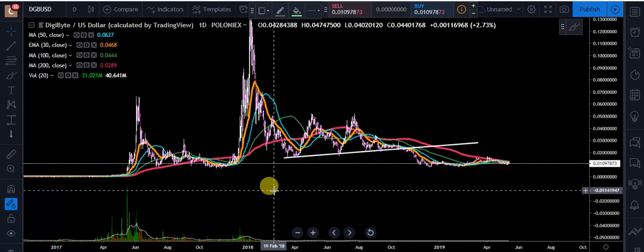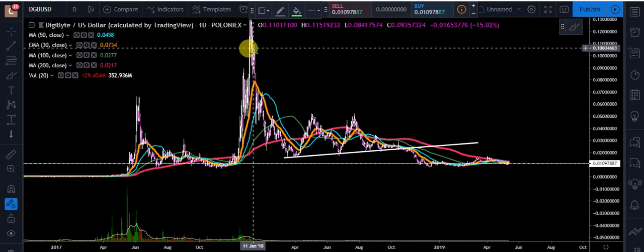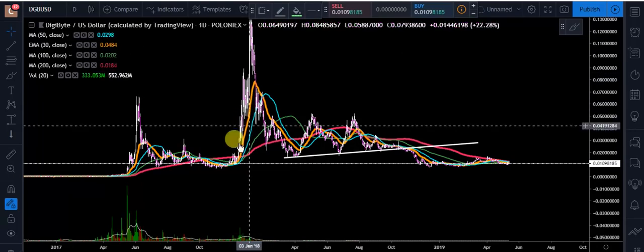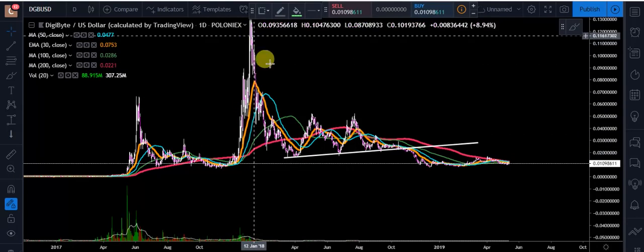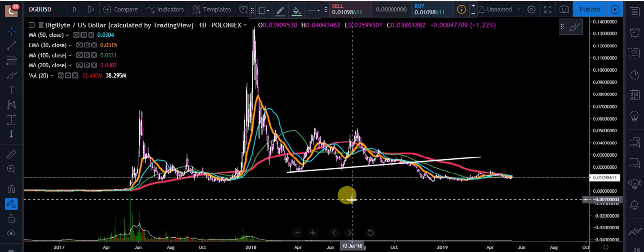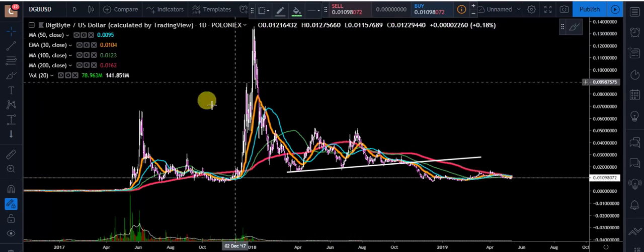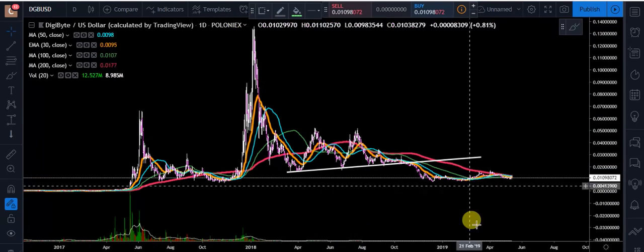So this is one, if you're holding long term, I would continue to hold and wait till we get a spike like this. That may take a few months whenever it does come in, but it could be a fantastic opportunity if you have some Digibyte and you're able to sell up in areas like this, guys. So that's what we're looking at.